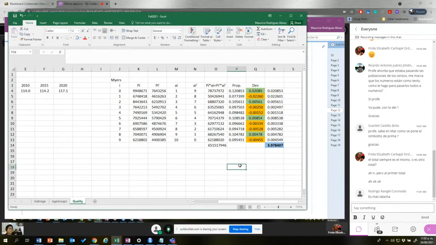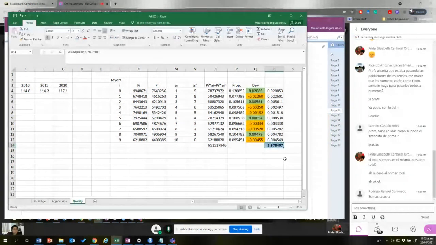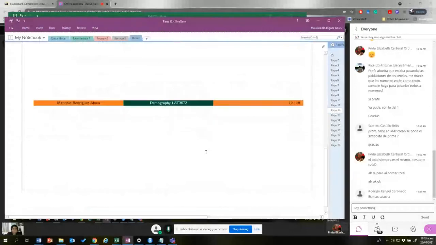So don't wait until the one day before, because you have to do this. And again, you should get values around 3, 4 for Mexico. Unless you get a crazy value like 15, don't worry. But values should be around these.